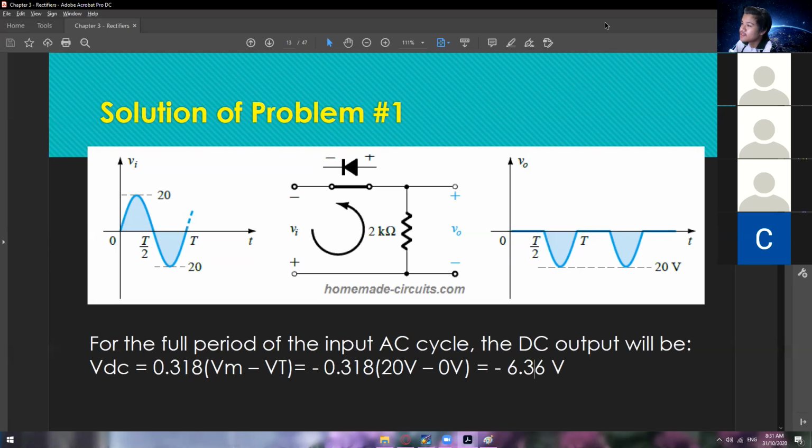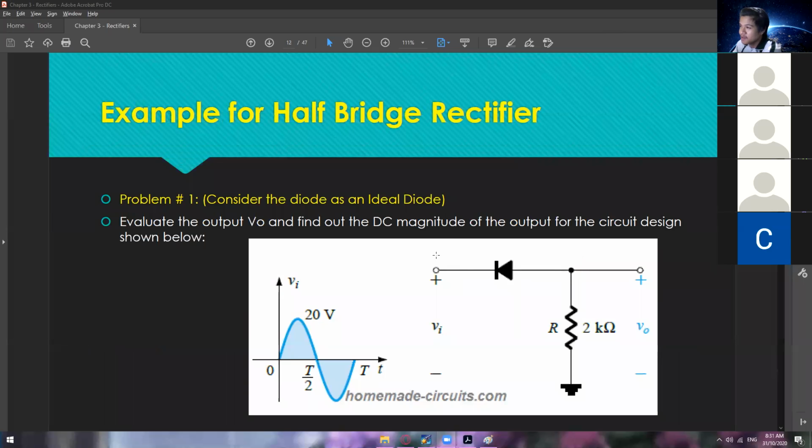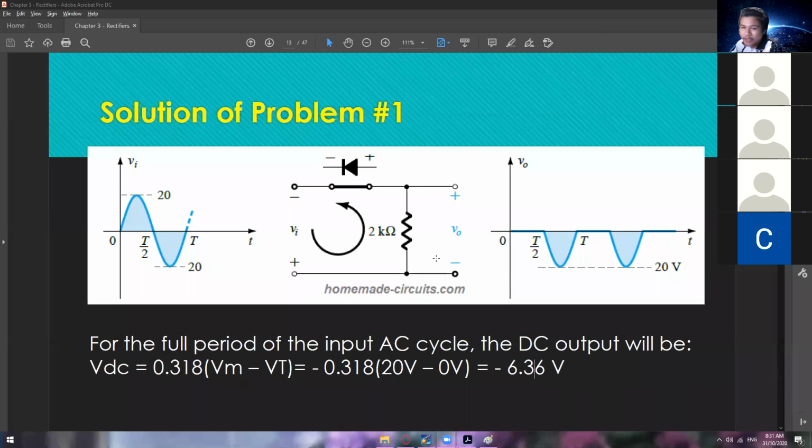All right, so good job, Mr. Pacific. So our V sub O will be 20 volts. So again, in our very first example, if we have an ideal diode, you don't have a value of voltage threshold, so V sub O is equal to V sub I, which is 20 volts.